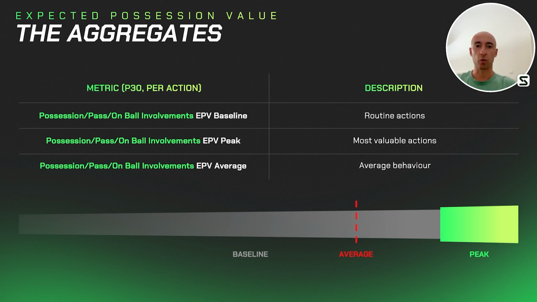We have decided to go with this split because it allows for the differentiation among those players who provide fairly highly valuable routine actions against those other players who are less consistent but are able to provide a limited number of super impactful actions. Now let's see an example of how these aggregates work.